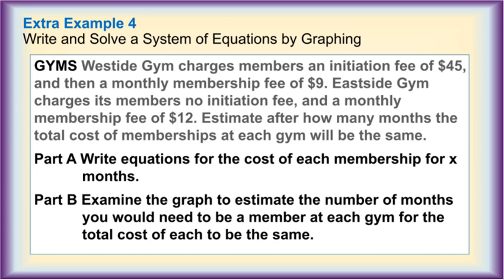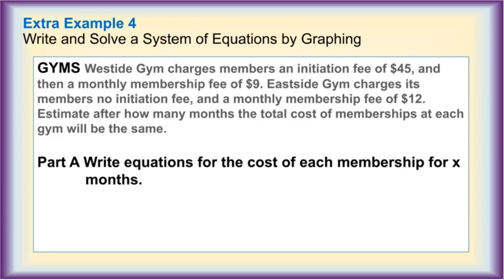And then we're going to write our equations and then determine when the cost will be the same on this one. So let's go through the equation. The first one, we have y equals, so this would be the west side, fee of $45 and a monthly membership fee of $9. So 9x plus 45. And east side would be, there's no initiation fee, so it's just a monthly of 12x.